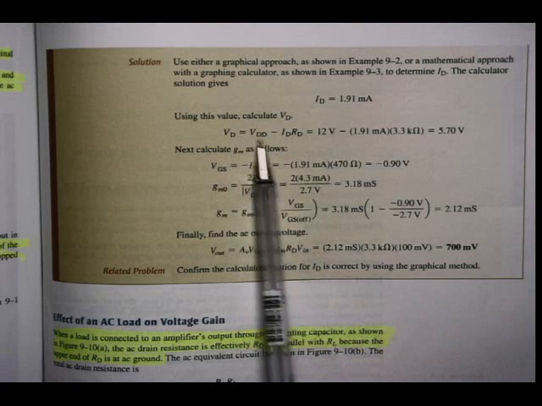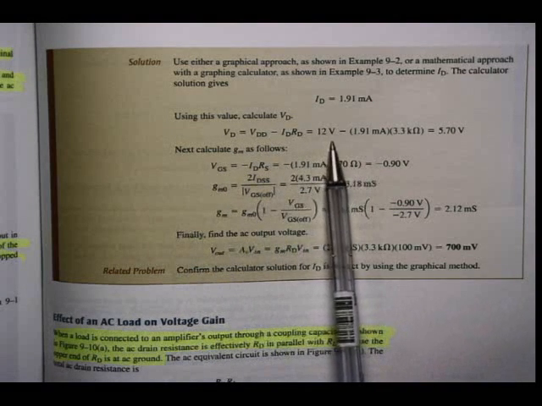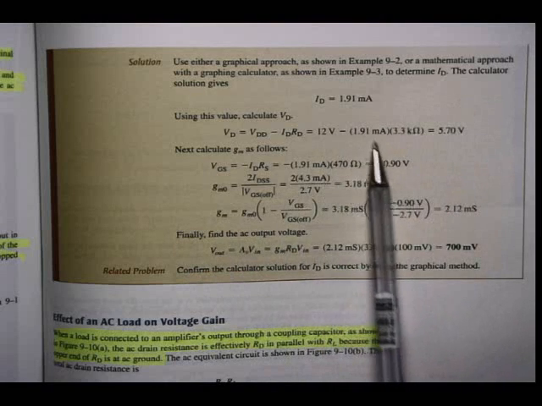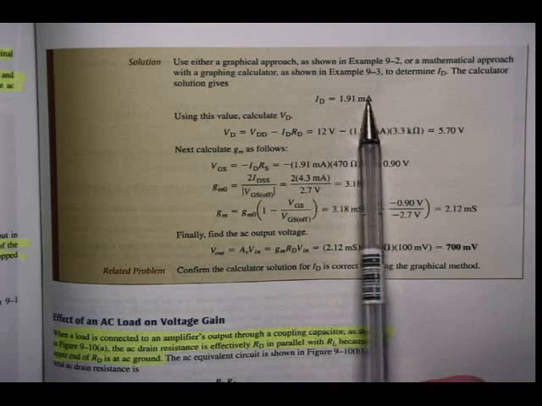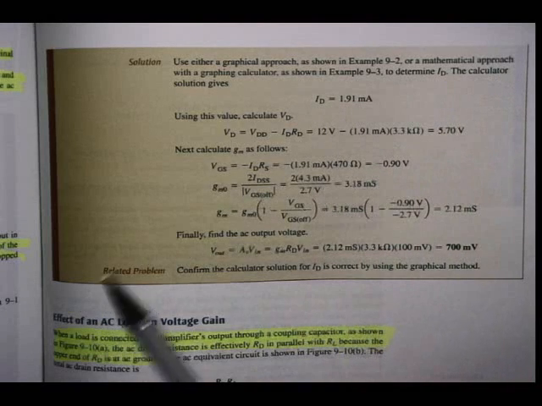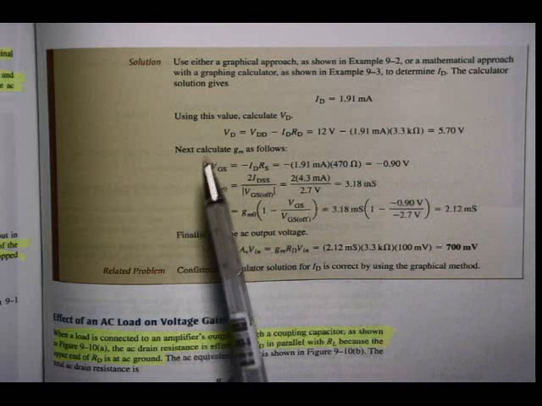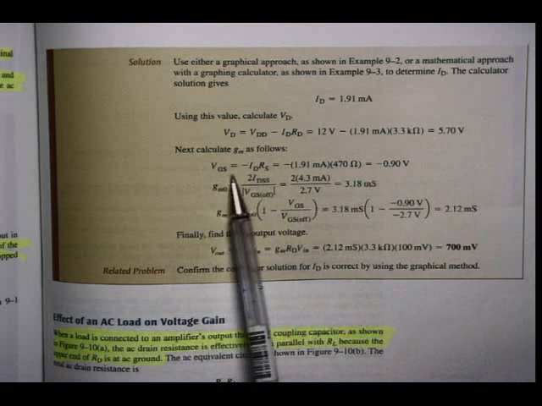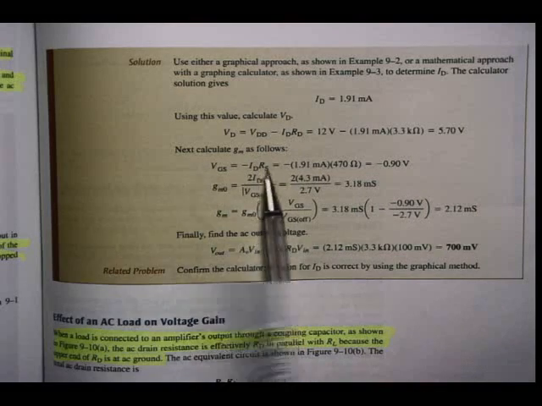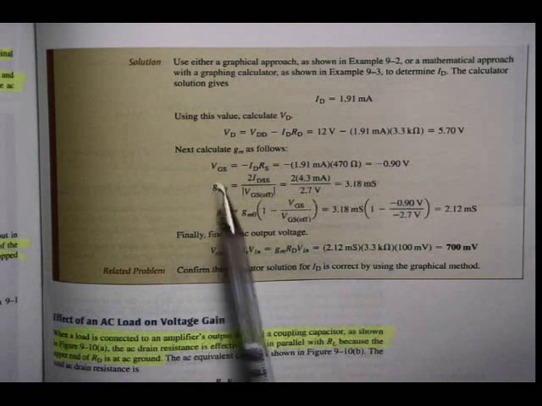VD is equal to VDD minus ID RD, 12 volts, the supply, minus the 1.91 milliamps that I've just determined, times the value of RD, 3.3 kilo ohms, gives me a value of 5.7 volts. Just remember to work your answers accurately to 3 decimals. Next, I can calculate gm. VGS is equal to minus ID RS, minus 0.9 volts in this case. gm 0.